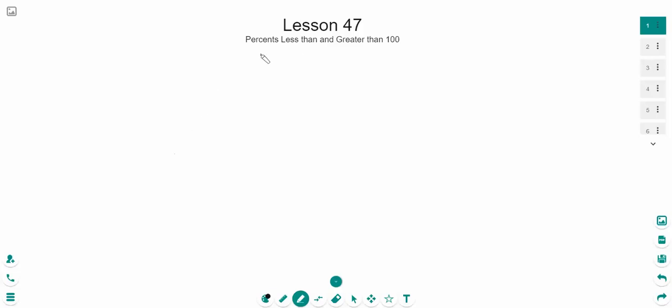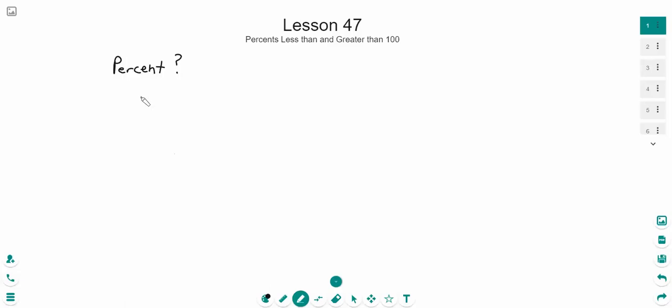So today we're going to be talking about percents. And in particular, we're going to be talking about percents that are less than or greater than 100. To begin with, I think the best place to start would be to just ask you, what is a percent? What would you say if I were to ask you that? What is a percent? And then we can start talking about percents less than or greater than 100.